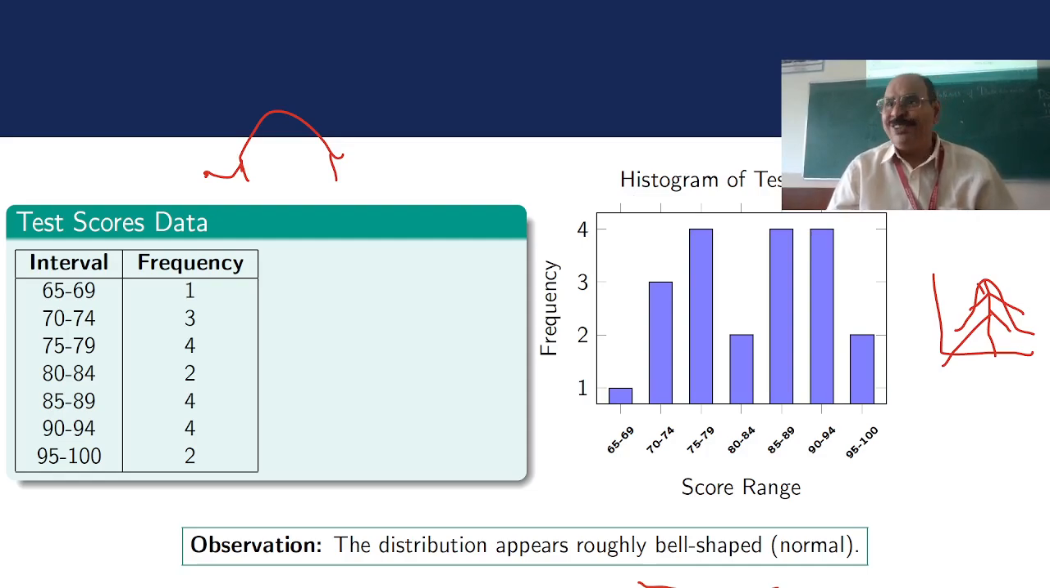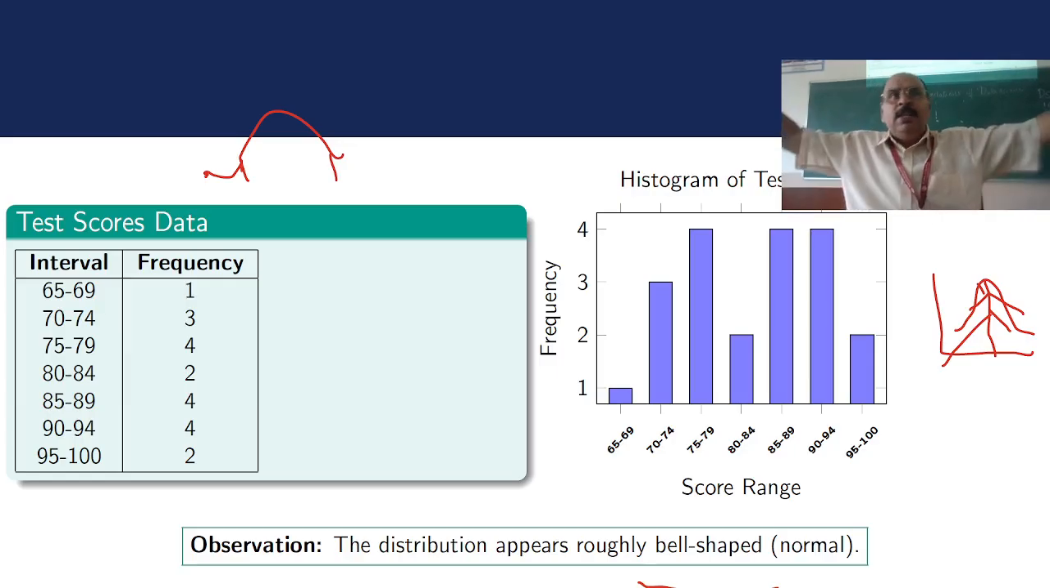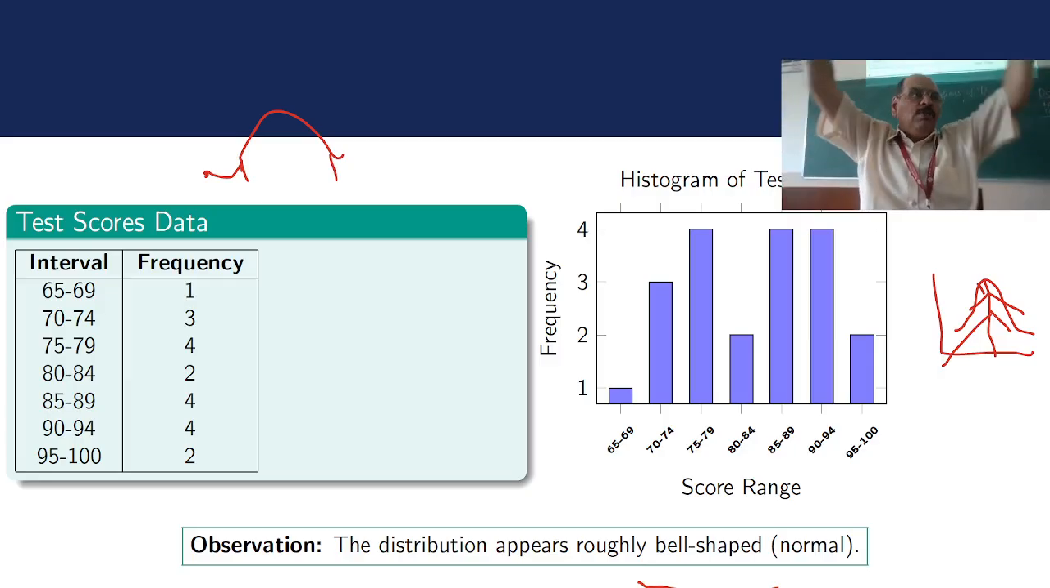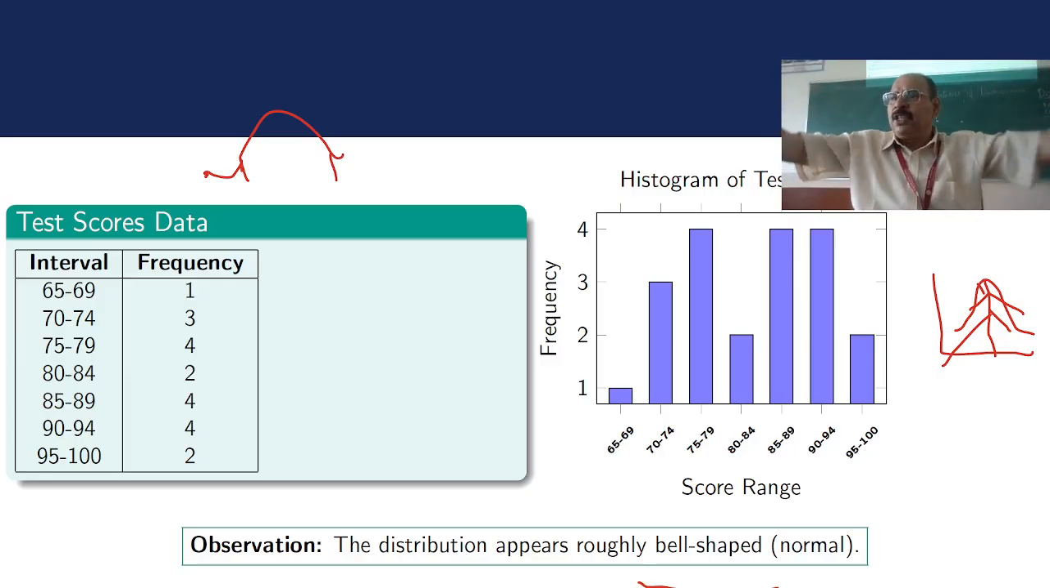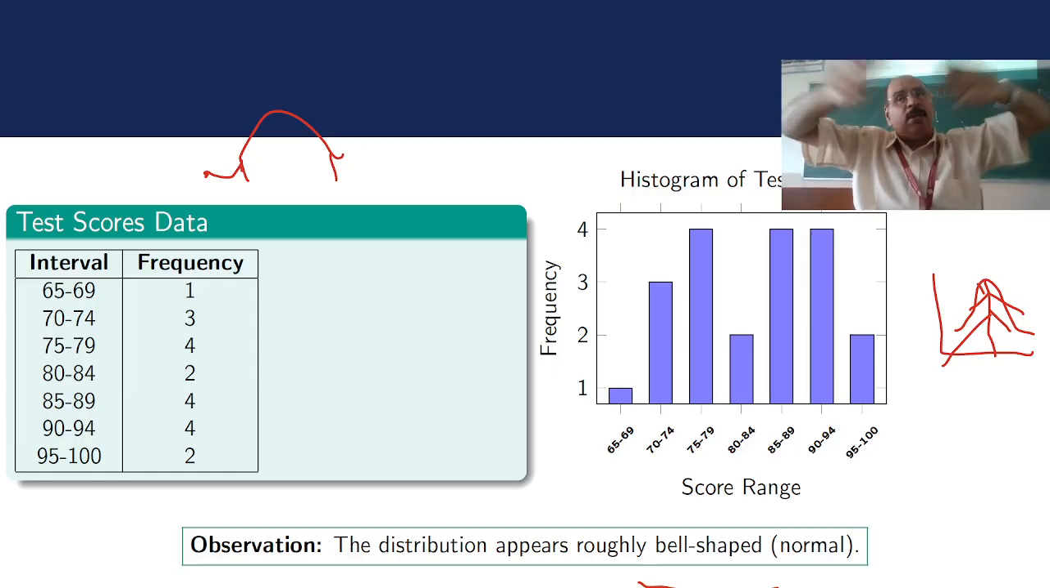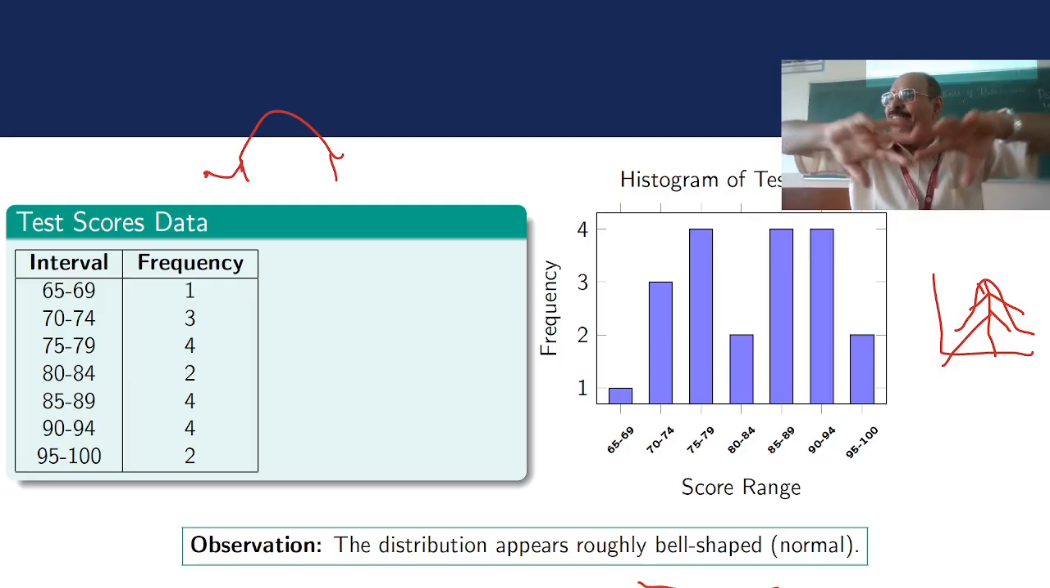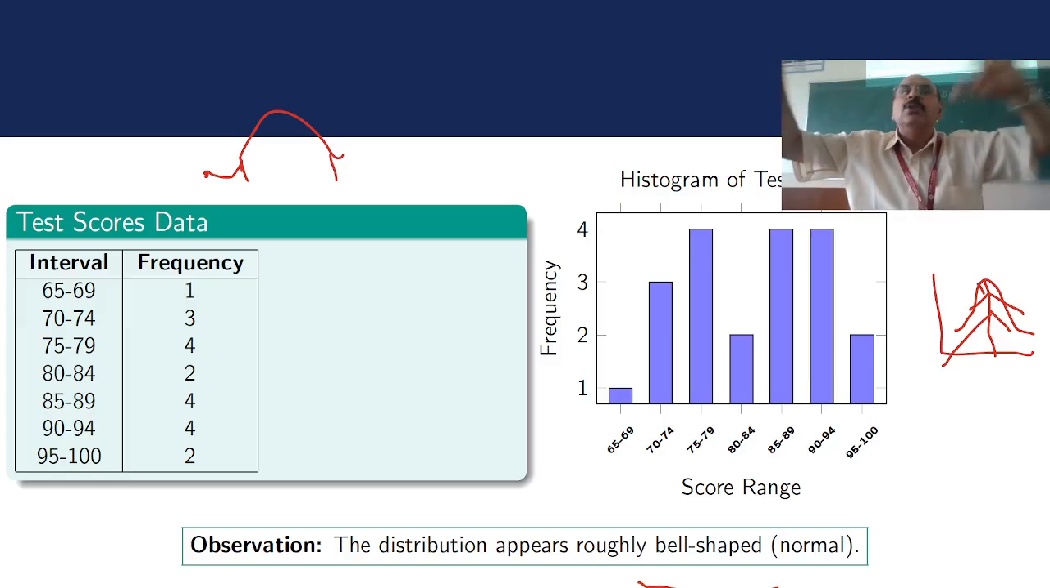If I put your heights also, very short people will be less, very tall people also will be less. Majority of them will fall in the central range. This is universal and this applies everywhere, not only for marks, not only for brilliance, not only for height, so many things, even for weight also.